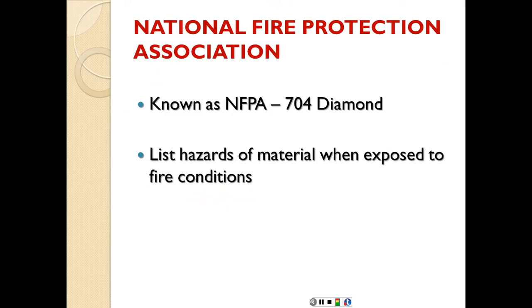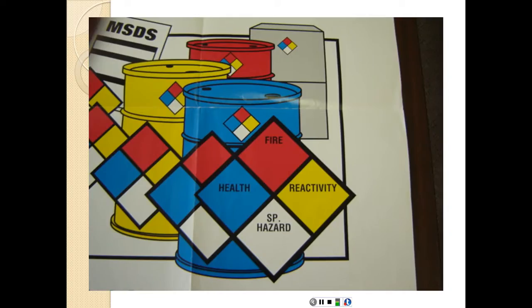The National Fire Protection Association, known as NFPA 704 Diamond, lists hazards of material when exposed to fire conditions. So if they're exposed to fire, what's going to happen? Are they going to emit fumes? Are they going to explode? Are they going to be inert, or are they going to remain intact? So we need to know about that. And this is basically the NFPA Diamond. You can also see these on many trucks.